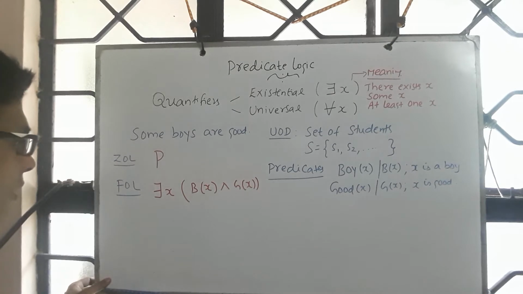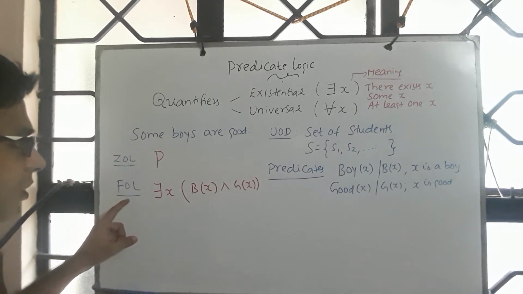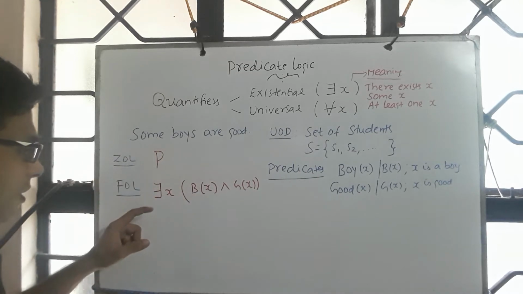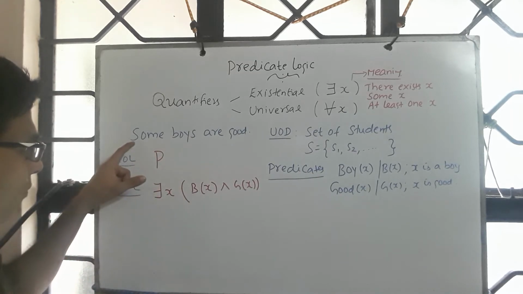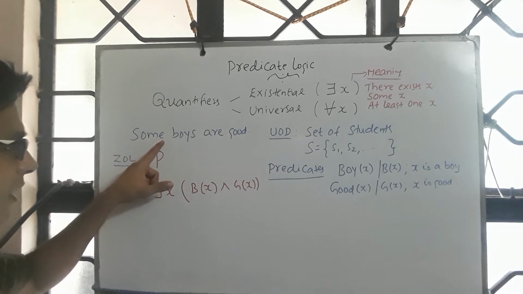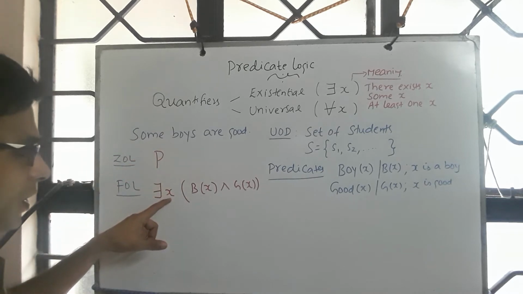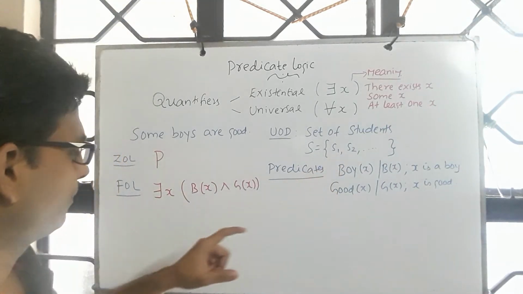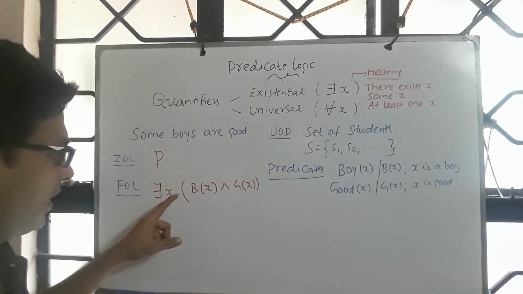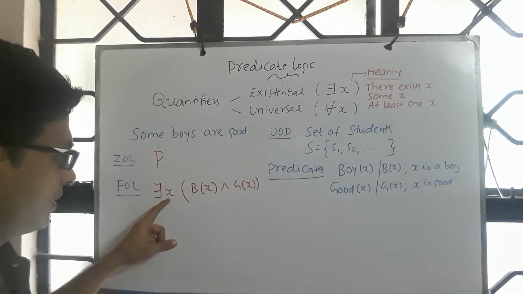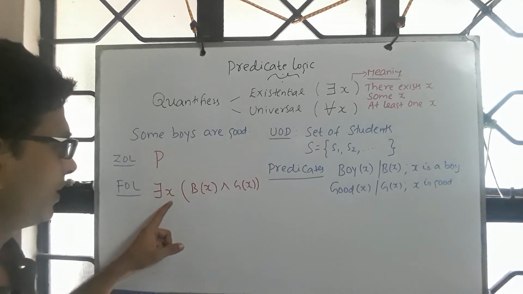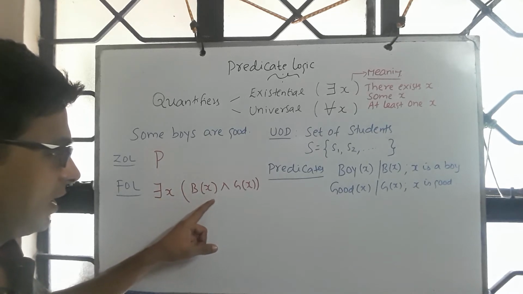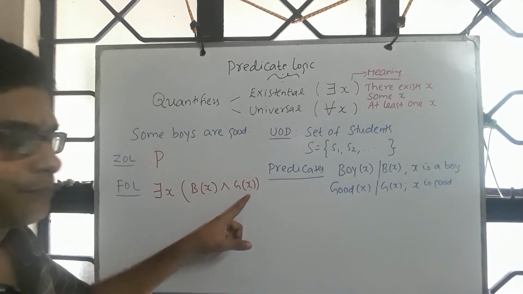So the first order logic for this statement is here. There exists X. Why am I using there exists? Because of some. And where does this X come from? X comes from the set of students. Then I want to bring in the property of this predicate, or characteristics about X. So X is a boy. Not just that, X is also good.